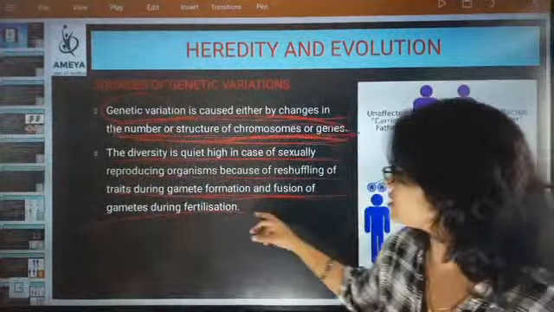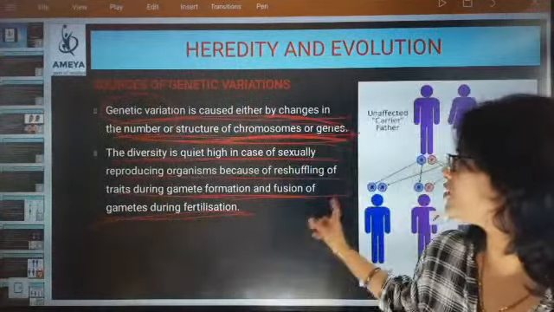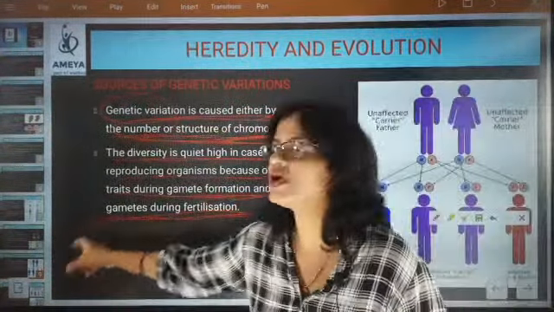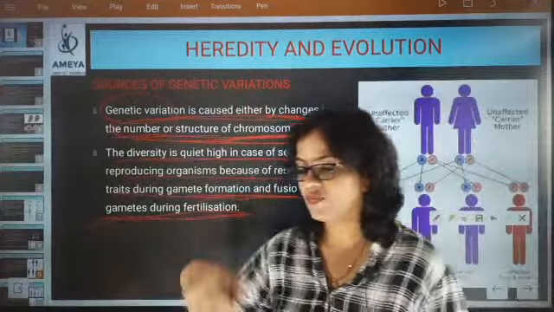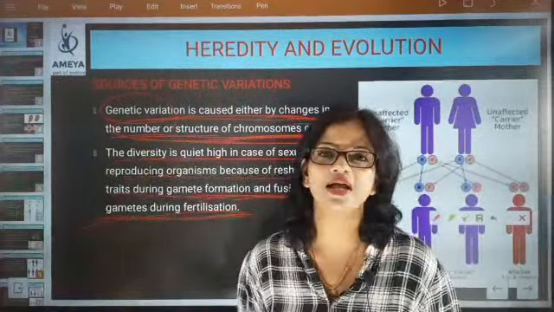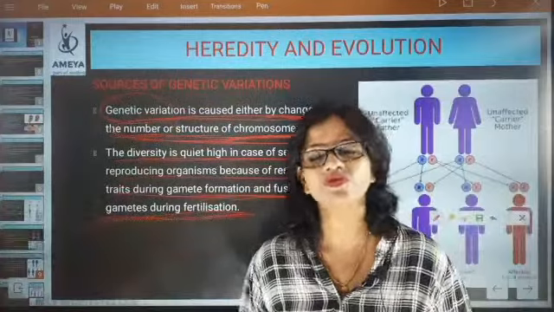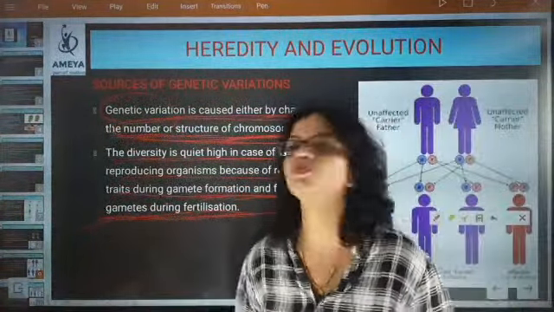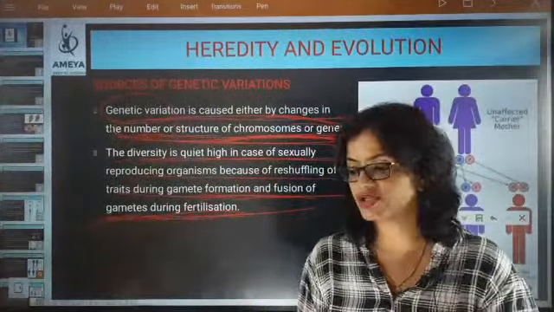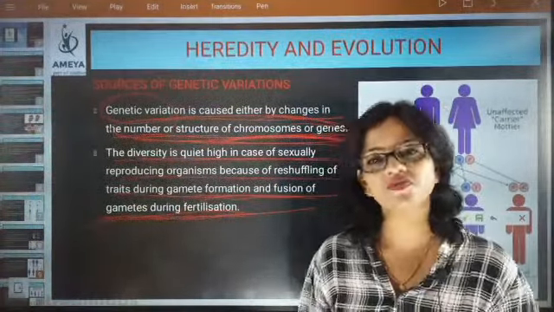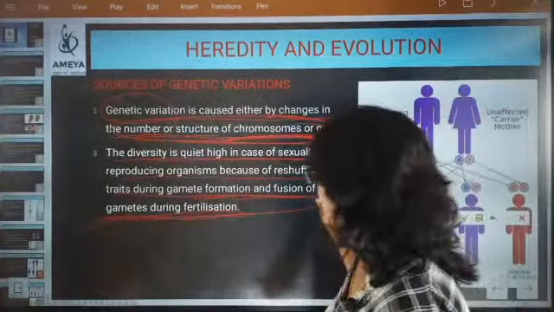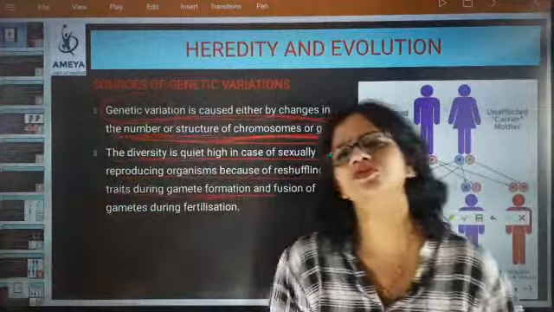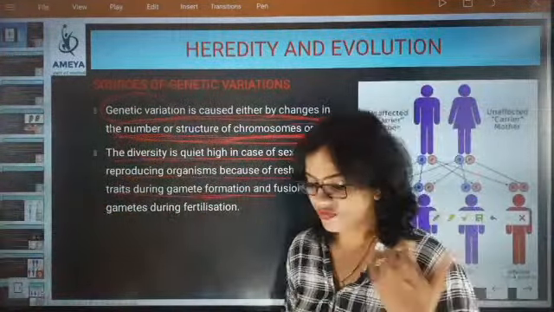This number of changes is quite high in the name of what? Formation or fusion of gametes during fertilization. So at the time of fertilization, this is exactly like at the time of sexual reproduction, where it is going to be more. Why? Because variations are more. Since variations will be more, this type of content will be more. So that means we can think of more variations there.